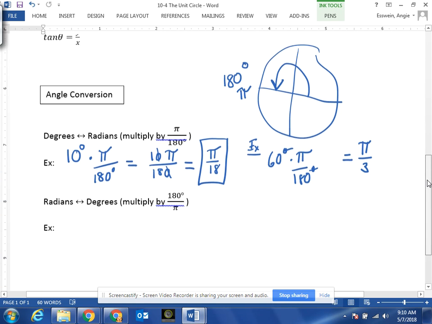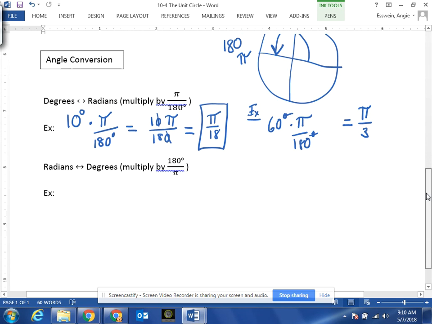So let's just go the other way really quickly, and then I'll back up and take questions. So radians to degrees, you want to end up with degrees in your final answer. That's how you memorize this. So make sure the degrees are on top because you want to convert.